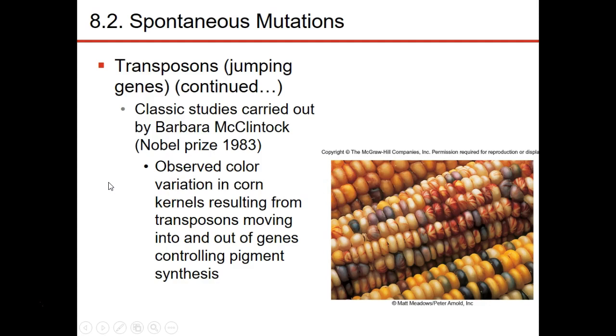Transposons were actually identified by Barbara McClintock in 1983, and how she found them was by observing corn kernels that had different colors. Variations in corn color were associated with transposable elements moving.